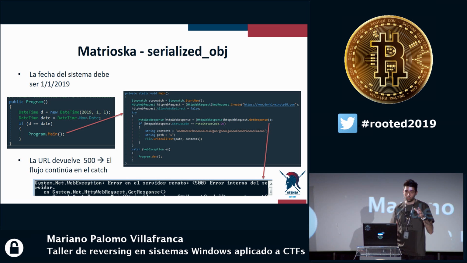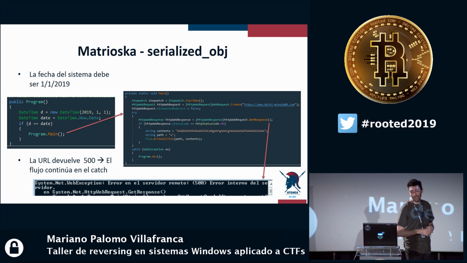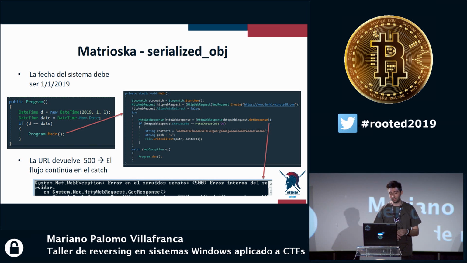What do we see here? The program that's been executed from the hard disk memory. The software is checking that the date where it was executed is the 1st of January 2019. And to skip this, we could set the device to that date.